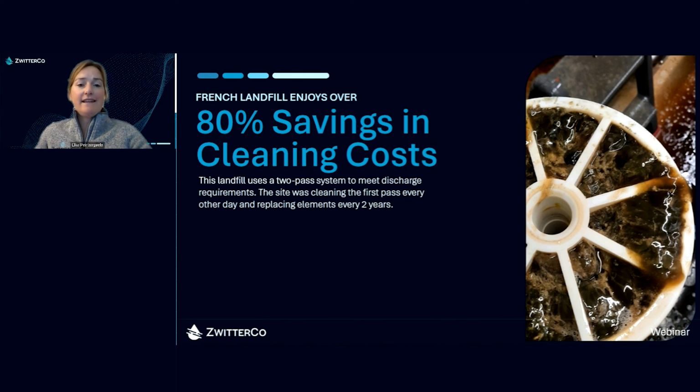Another site in the second largest city in France was using a 2-pass RO system in order to treat their landfill leachate to meet discharge requirements. The site was cleaning the first pass of their RO system every other day and replacing elements every 2 years. Because they were using formulated cleaners, this was costing them significant amounts of dollars.